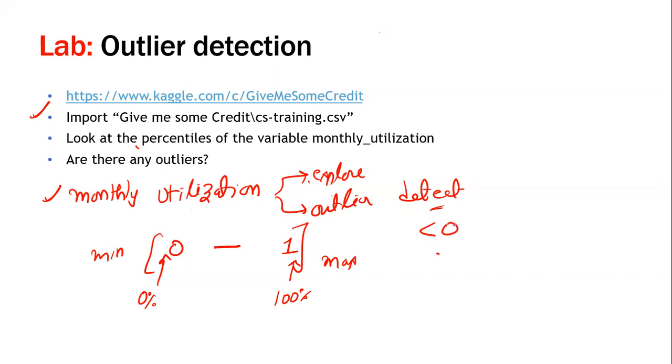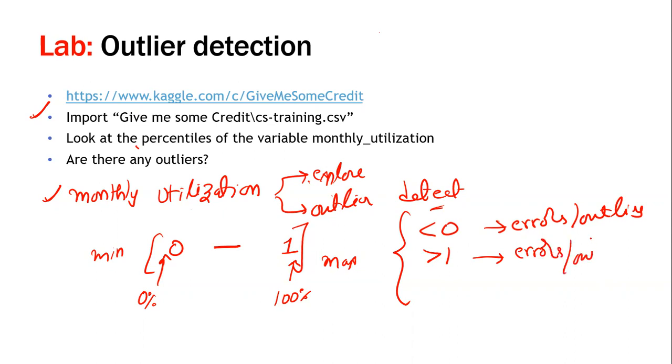Anything less than 0, which means negative values, these are erroneous or outliers. Anything greater than 1, that means if the credit limit is 1 lakh, can you swipe for 2 lakhs? Is it possible? Can you swipe for 1.5 lakhs? Will the system allow? Won't you get an error? If you swipe for even 1,05,000, you will get an error. You can utilize the complete amount, so 1 is fine. Anything more than 1, that is also errors or outliers.